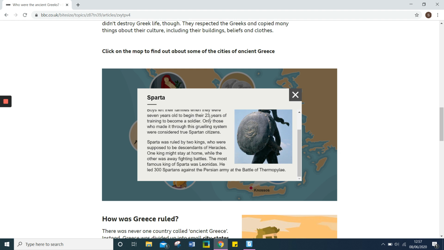So that's interesting. If boys left their families when they were 7 years old and they trained for 23 years to become a soldier, how old would they be when they became a soldier? See if you can work that one out.